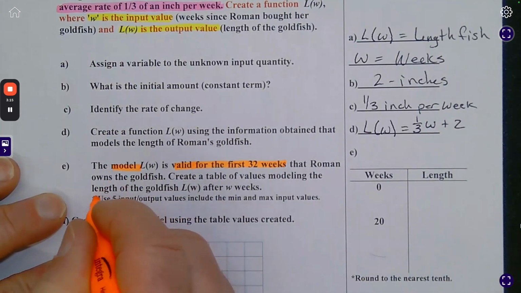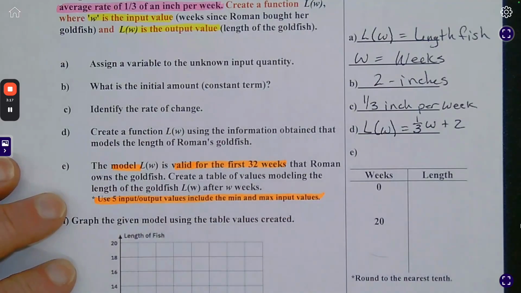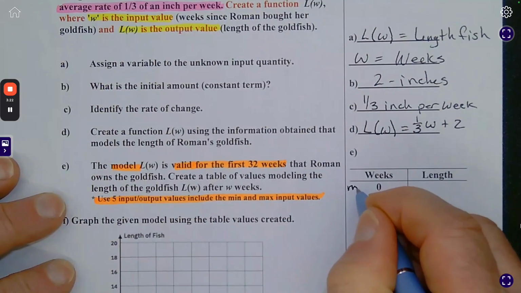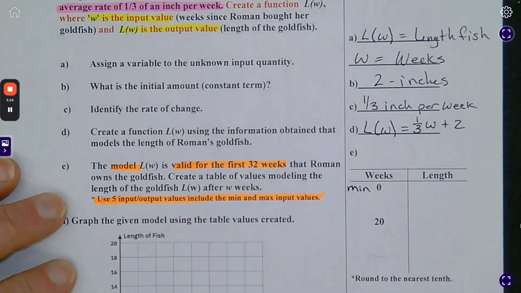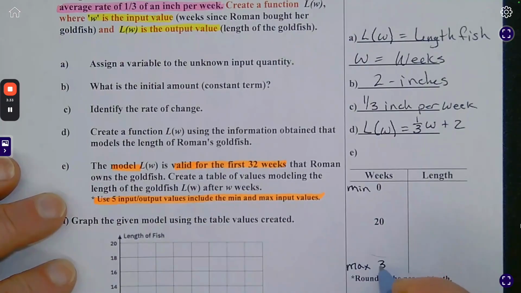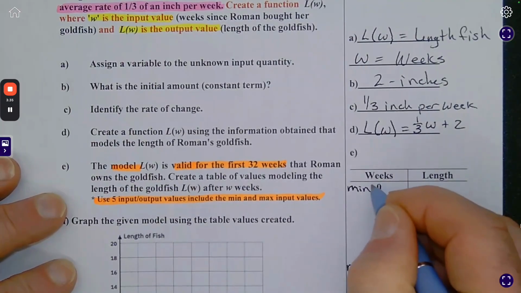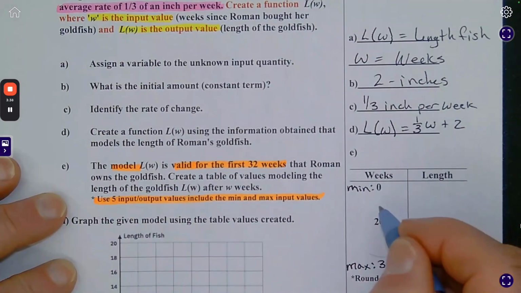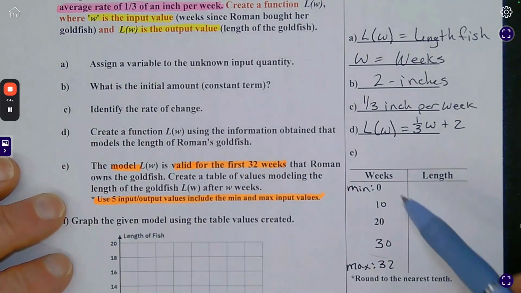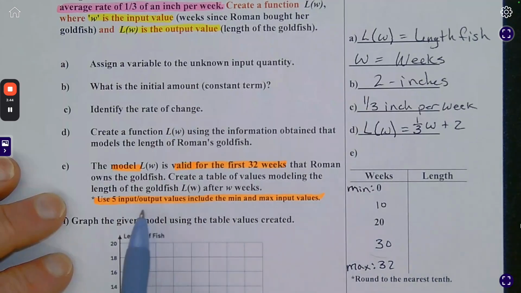They want us to use 5 inputs and 5 outputs, including the minimum in a word problem with time. In mathematics, the minimum is almost always 0. And the maximum is going to be that value they gave me here. The model is only valid for 32 weeks. That's the maximum. All right, now I'm just going to include 2 other ordered pairs. I'm going to do 10 and 30. There we go. So there's 1, 2, 3, 4, 5. It's 5 inputs. Now I got to find the output.